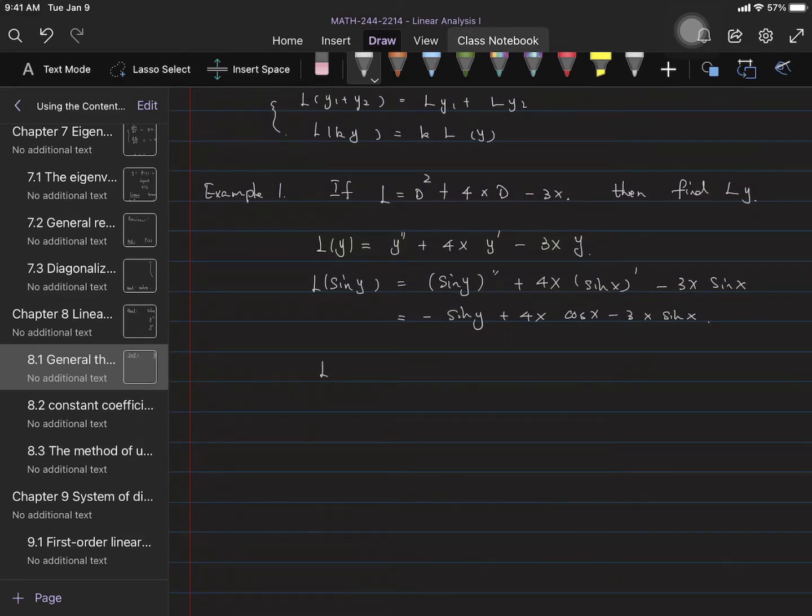Let's see how to find L of x squared. L of x squared should be the second derivative of x squared, plus 4x times the first derivative of x squared, right? Minus 3x times just x squared. The first derivative is 2x, the second derivative is 2, and plus 4x times 2x, minus 3x cubed. Simplify, it should be 2 plus 8x squared minus 3x cubed.